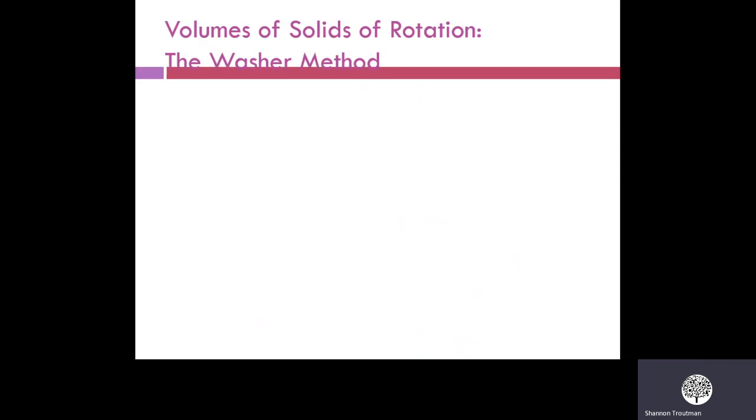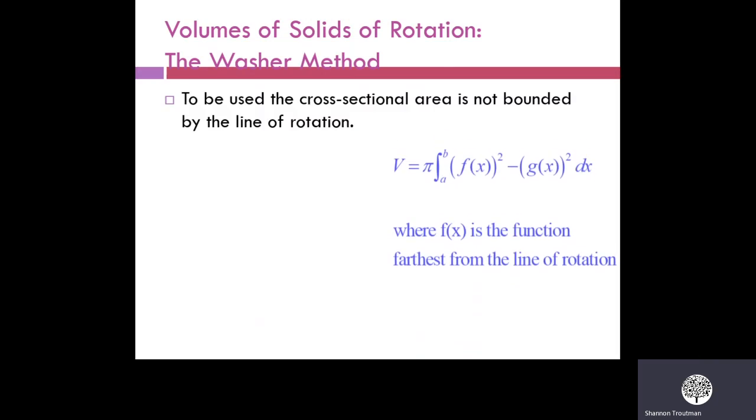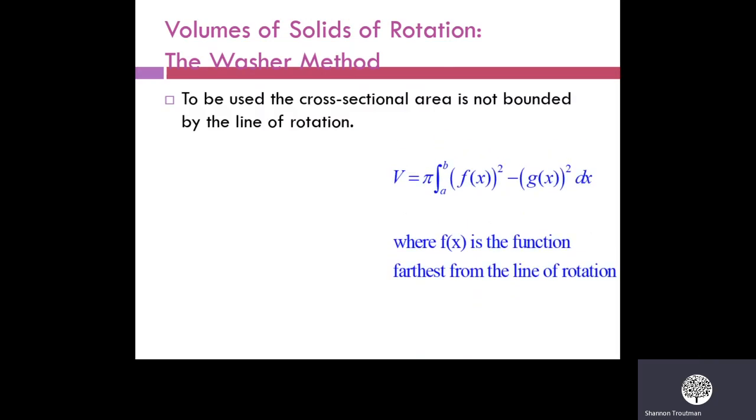All right, so now we're going to look at the washer method, and the washer method is pretty much the same as the disk method. It just involves a second function. So it is to be used when the cross-sectional area, like your flat section, is not bounded by the line of rotation. So right now we are rotating about the x-axis. So we're going to be taking two functions and subtracting them. Notice each one is squared. And so it's still the same formula.